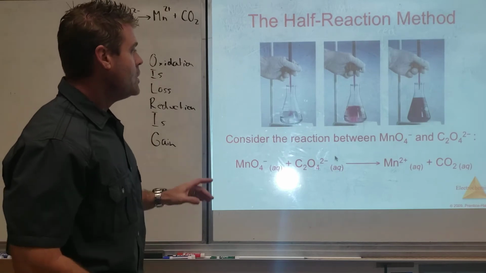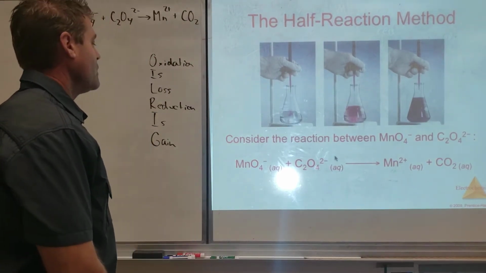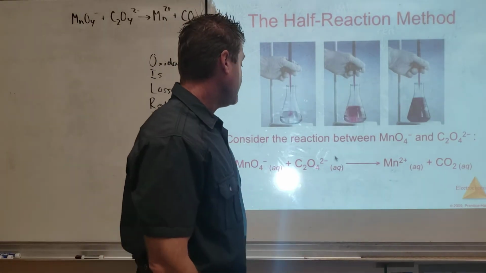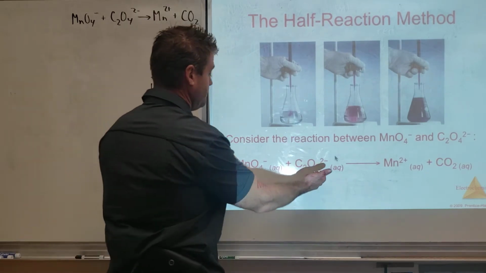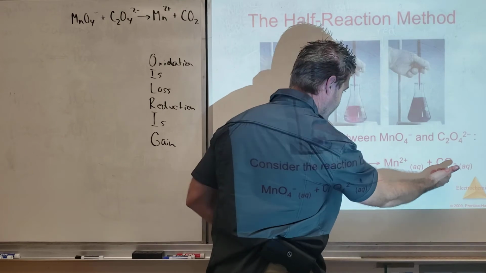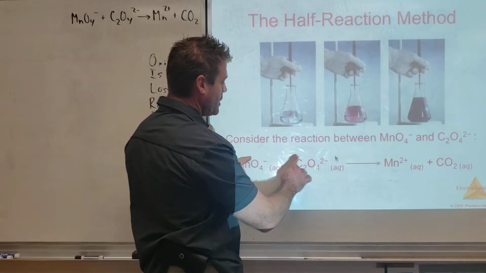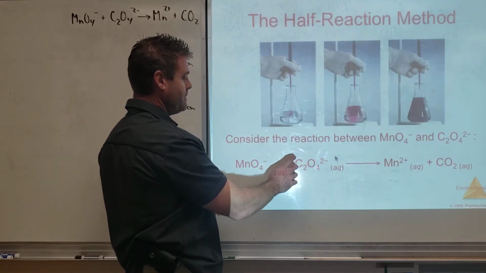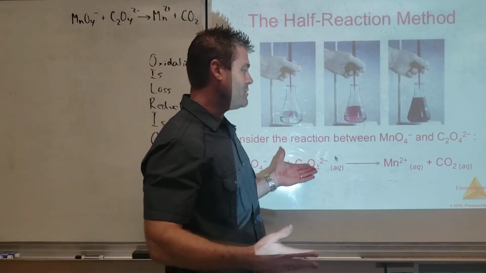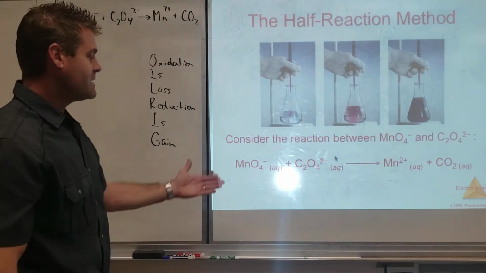Okay, so we're going to do this reaction. We have the permanganate ion and the oxalate ion. Those combine, and what we get is the manganese ion and carbon dioxide. Once again, these are part of other compounds; this might have sodium with it, this might have potassium with it, but those are spectators, so we don't show them.